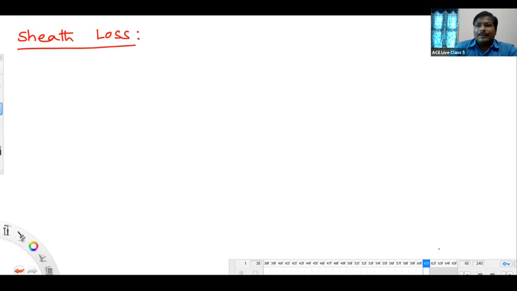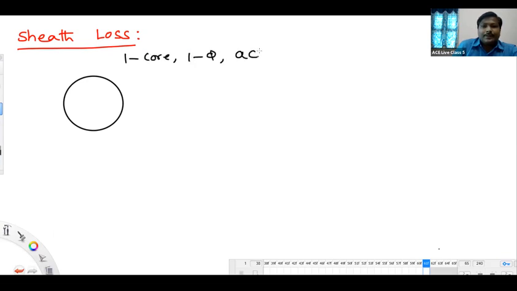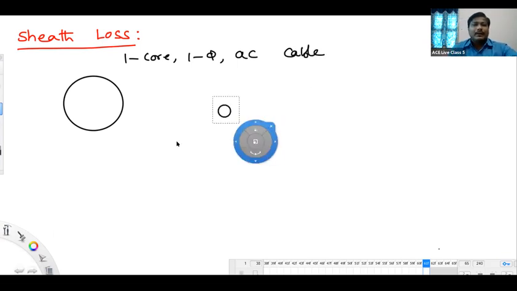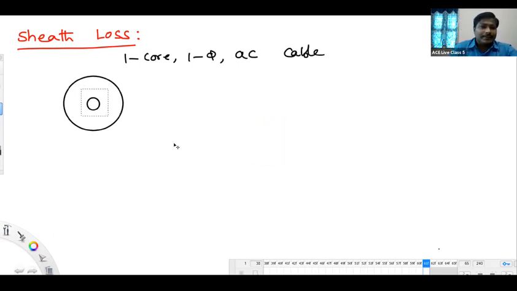See, for example, I am discussing with respect to a single core, single phase AC cable. This is the conductor, or core, carrying some alternating current. The sheath is grounded. The core is carrying some alternating current, I core.